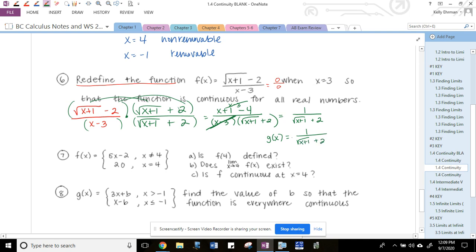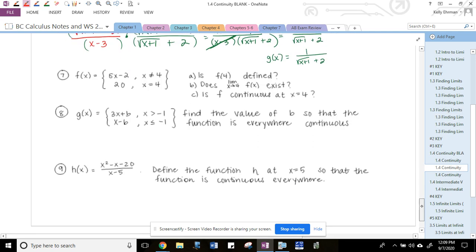This graph should have all of the same points as the f of x graph. Like if you were to put those in y1 and y2 and investigate, f of x would be undefined at 3, but g of x would be defined at 3. You can plug in 3 and get 1 over square root of 4 plus 2, so 1/4 would be g of x. And that would be the only difference between those two functions. So that's what we mean when we say redefine the function.